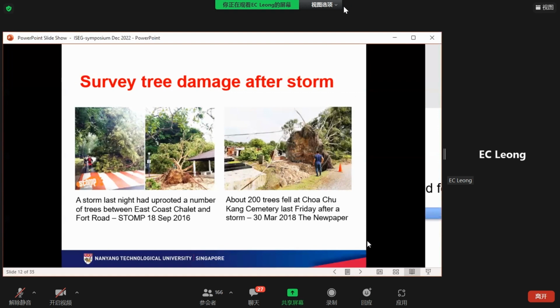There are also storms like this that uprooted a certain number of trees. For example, this one on 18 September 2016, where a number of trees were uprooted in a so-called park area. And this is about 200 trees that fell after a heavy storm in 2018.